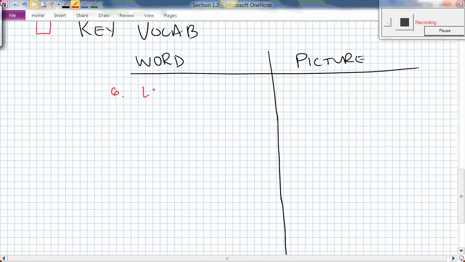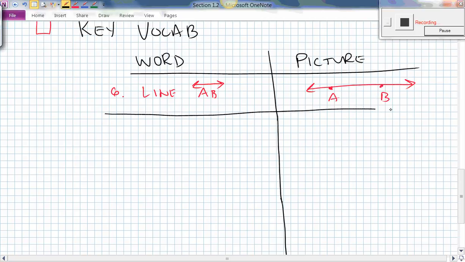The word is, we're going to start with line AB. Now, we already did this one. I know that. But I'm doing this for a reason. So draw what I have here. Here's A and here's B. That's not really the word. The word is line segment.